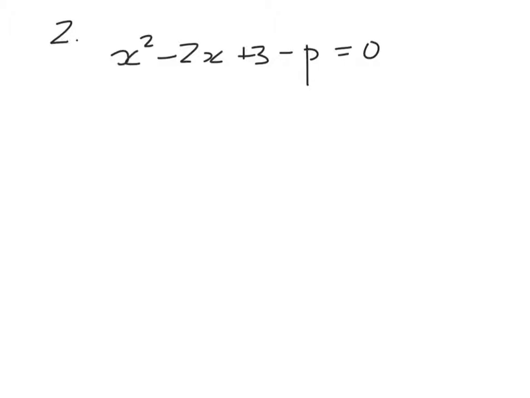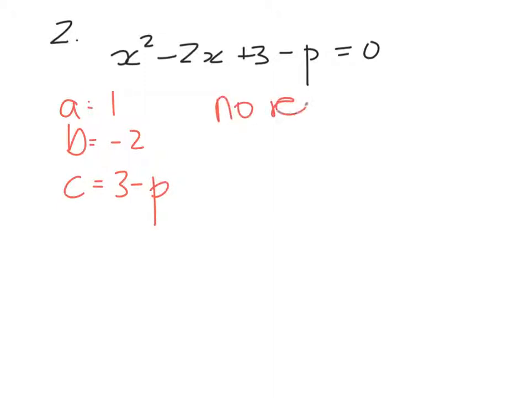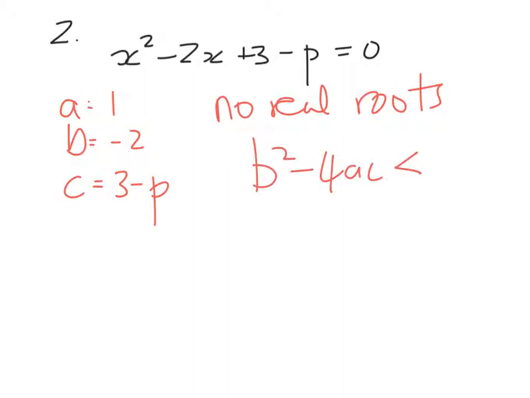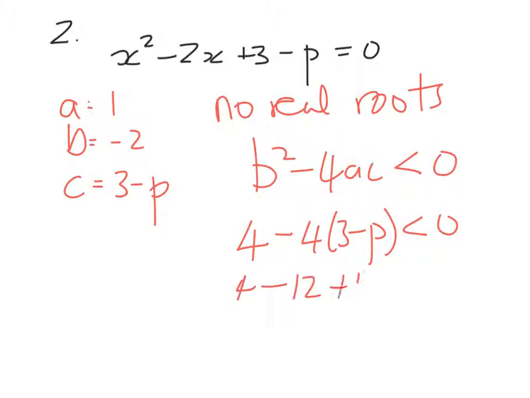Question 2, find the range of values for which the function has no real roots. So identify a, b and c. For no real roots, the condition that we're going to use is that b squared minus 4ac has to be less than 0. So plugging those values in, we have 4 take away 4 lots of 3 minus p has got to be less than 0. So 4 take away 12, add 4p is less than 0. 4p has to be less than 8, giving us p has to be less than 2.